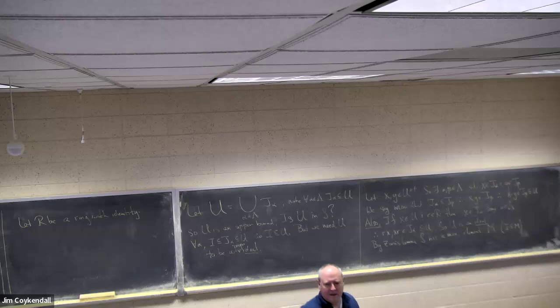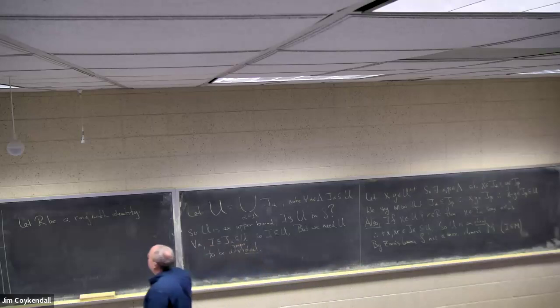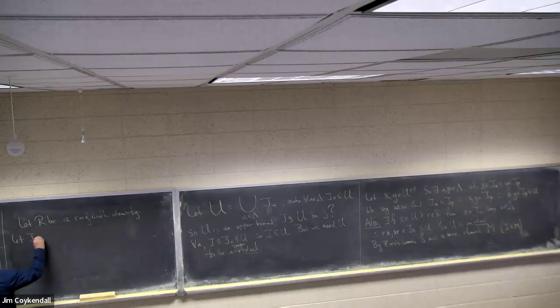What's the easiest two-sided ideal in R that you know that's proper? The zero ideal. That's right. Everybody, I think, would have to agree this is a two-sided ideal.